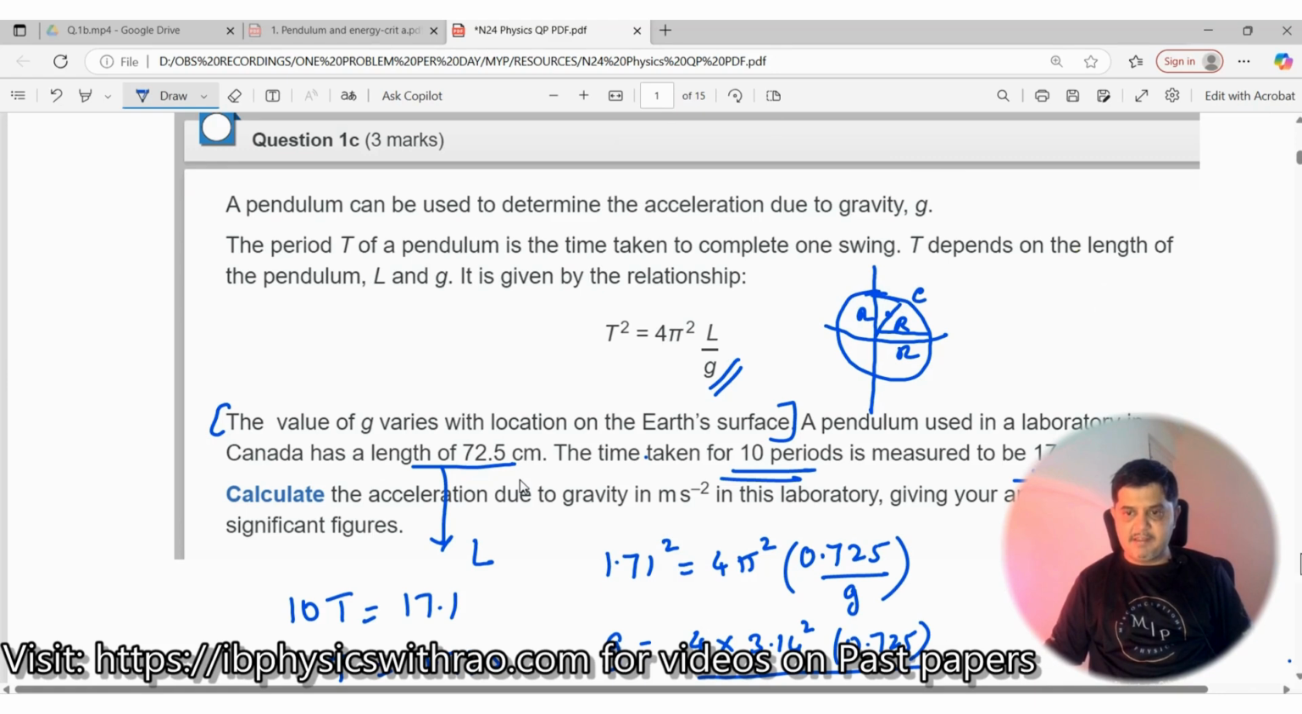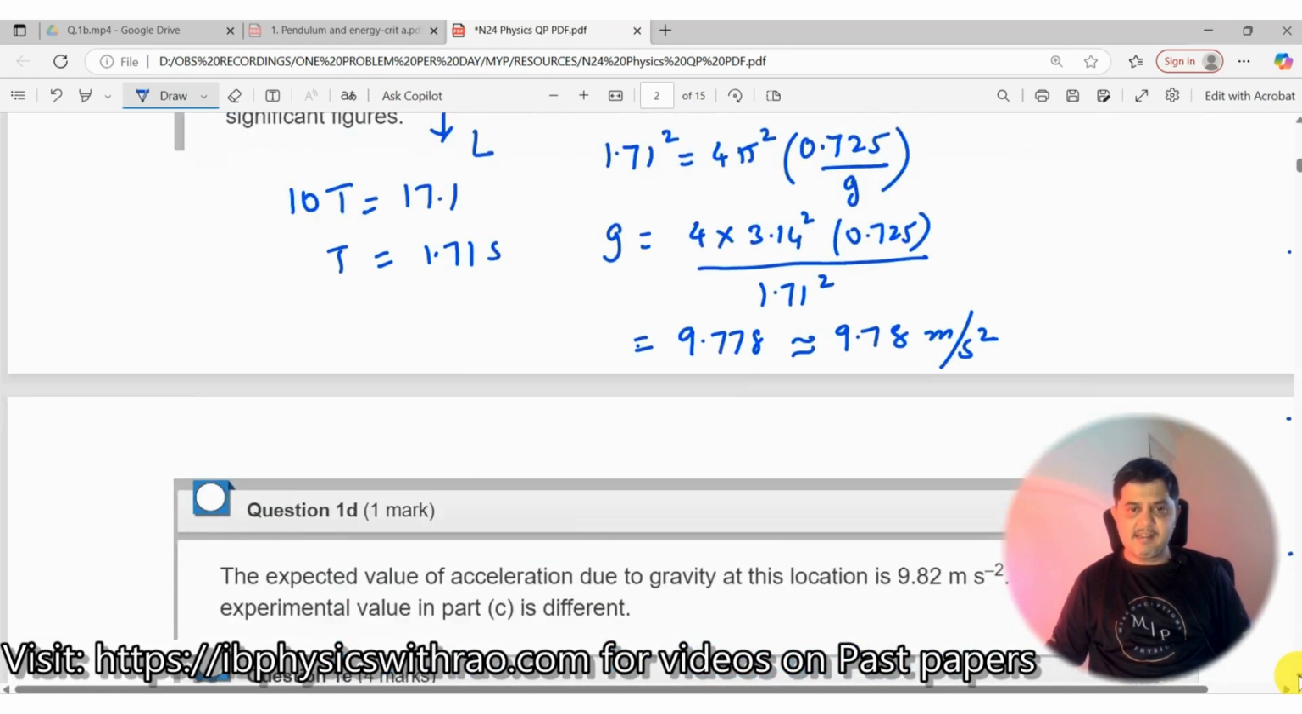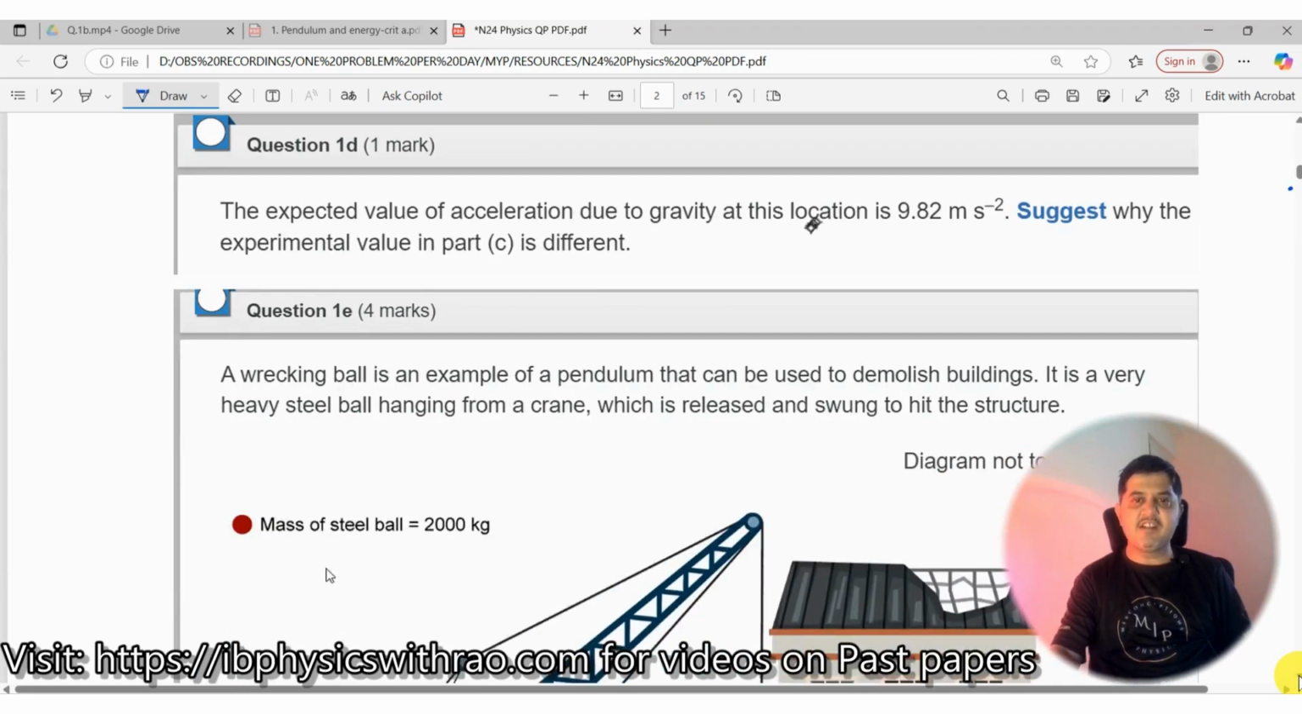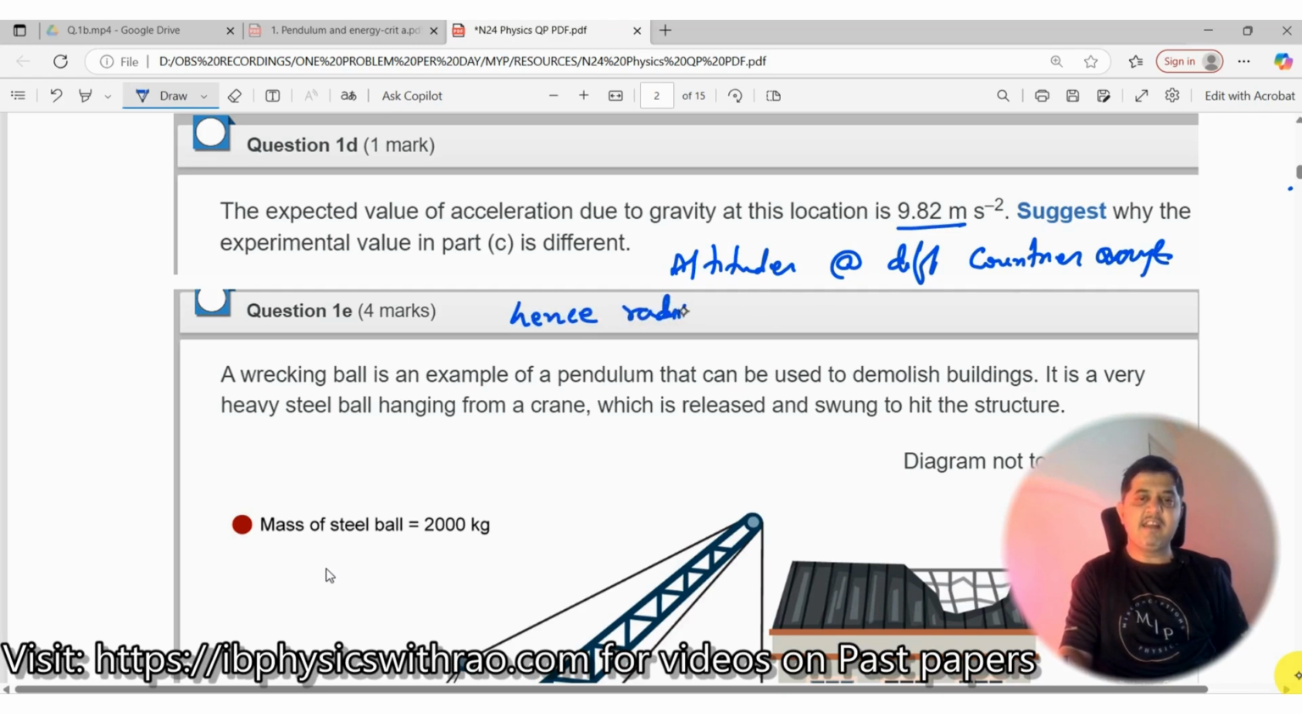So now let me read through the question. What does it say? The expected value of acceleration due to gravity at this location is 9.82, but we got an experimental value in part C to be different. What is the reason for it? Because the altitudes at different countries vary, and hence the radii of Earth are also different. You can mention this. This is one mark over here.